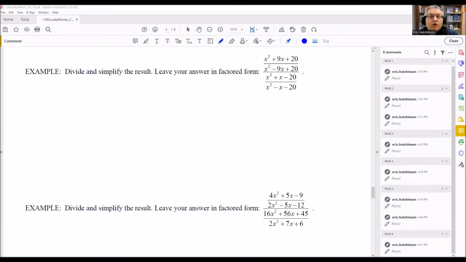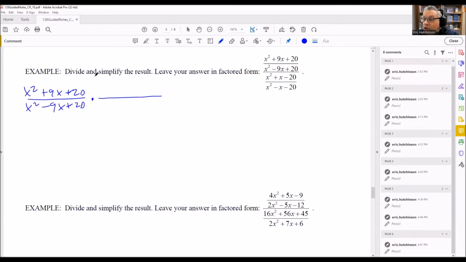First thing we're going to do is turn this into a multiplication problem. Take the top fraction, multiply it by the reciprocal of the bottom one. So let's start with this. Here is the top fraction. And what we're going to do is multiply this by the reciprocal of the bottom fraction.